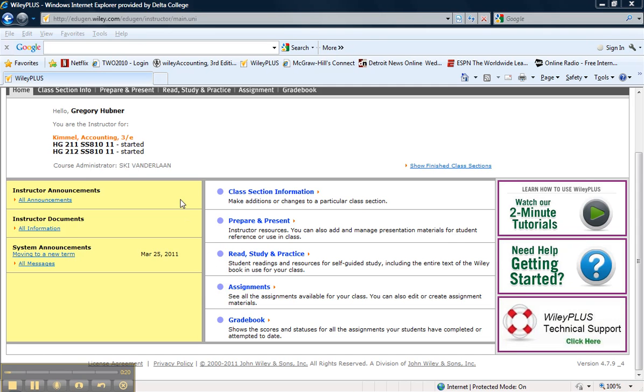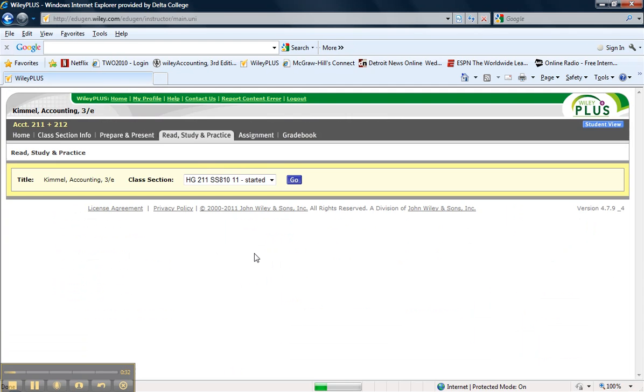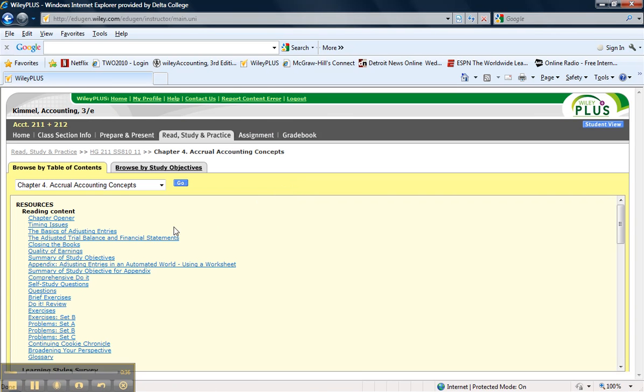Anyway, I'm in Wiley Plus. You've been in here now for a while. You've done some homework here, and your home page, your main page, won't look exactly like this because I'm in here as the instructor. But you'll have, I think, these 3 bullet points. In Read, Study, and Practice, you can find a bunch of stuff for every chapter in the book.